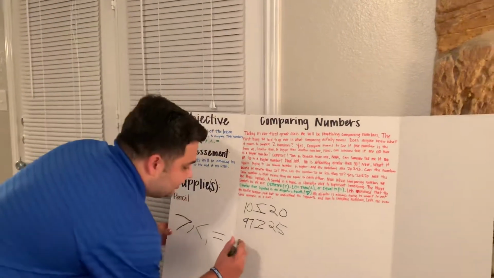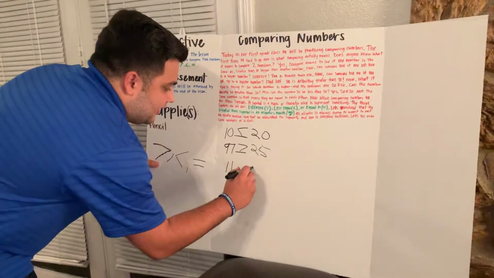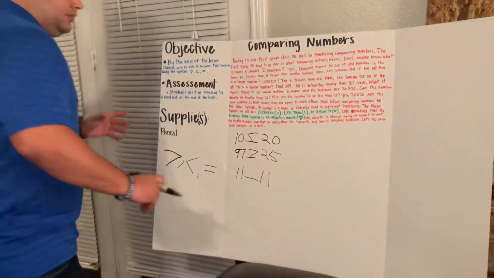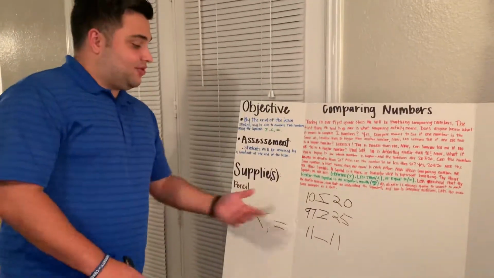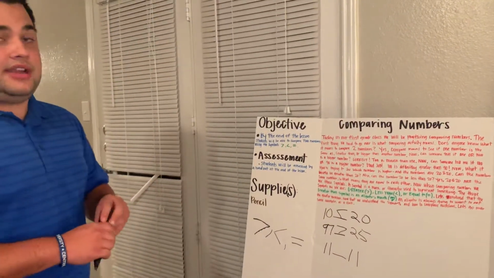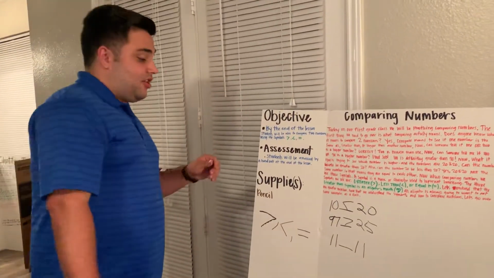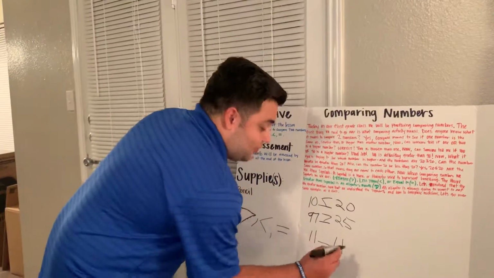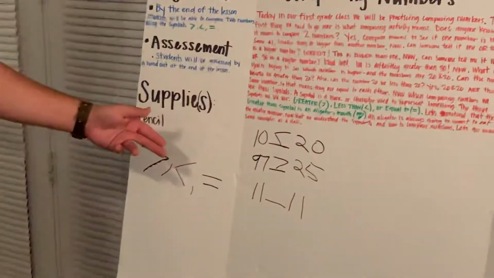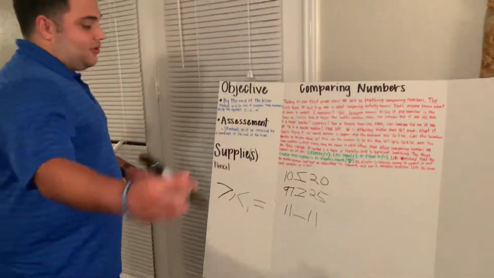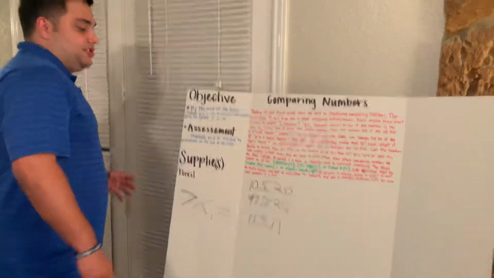Okay? So let's say we have the number 11 and 11. So would the alligator eat the 11 on the left or the 11 on the right? That is correct. 11 are the same numbers. So what symbol would we use? Greater than, less than, or equal to? Correct. Since they are the same number, 11 is equal to 11.